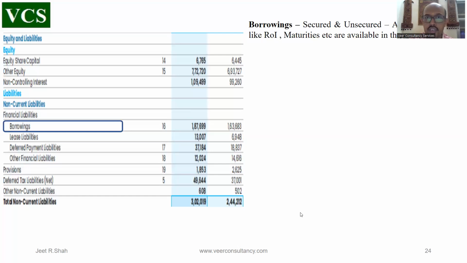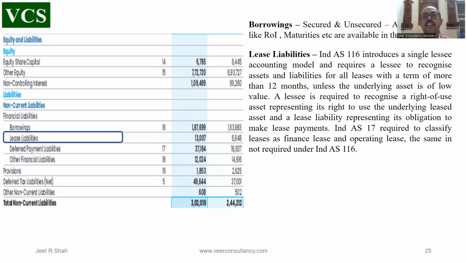Then after this we have lease liabilities. Ind AS 116 introduces a single lessee accounting model and requires the lessee to recognize assets and liabilities for all leases with a term of more than 12 months, unless the underlying asset is of low value. A lessee is required to recognize the right of use asset representing its right to use the underlying leased asset, and a lease liability representing its obligation to make the lease payments. Ind AS 17 required leases to be classified as finance lease and operating lease. The same is not given under Ind AS 116.